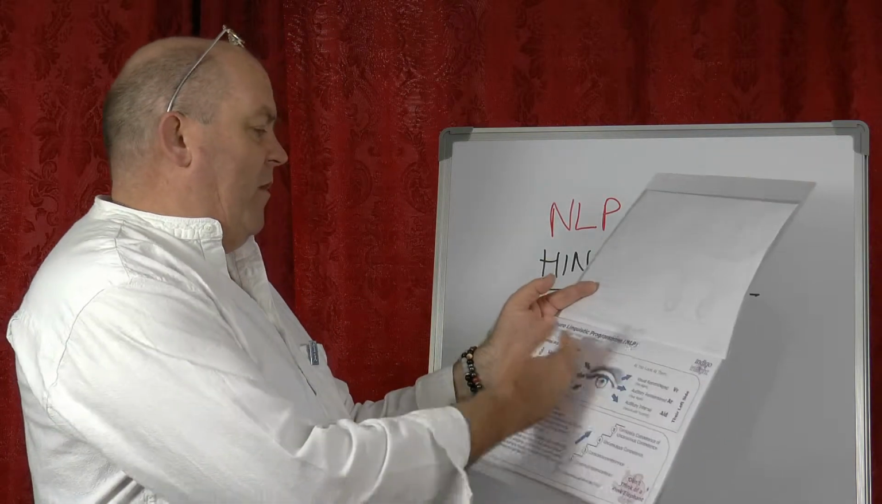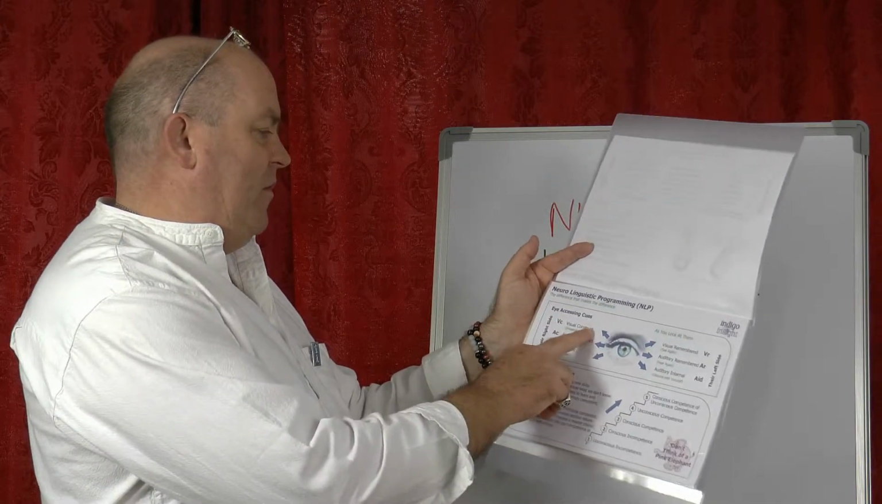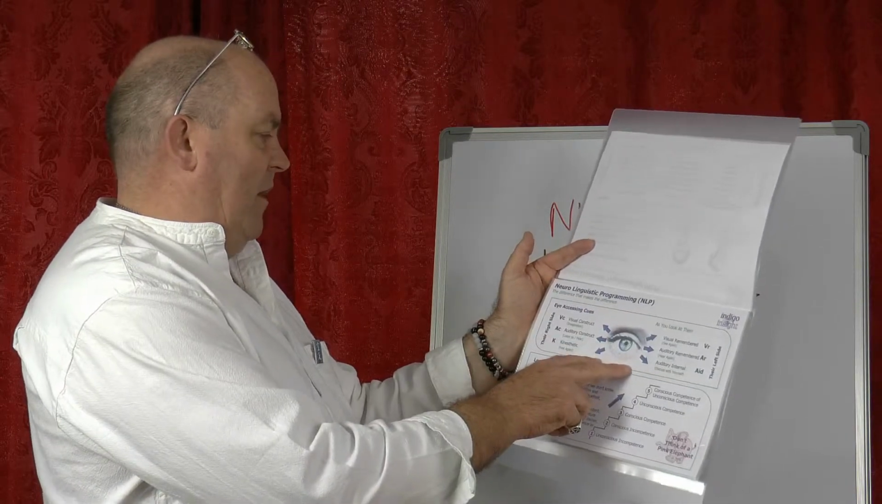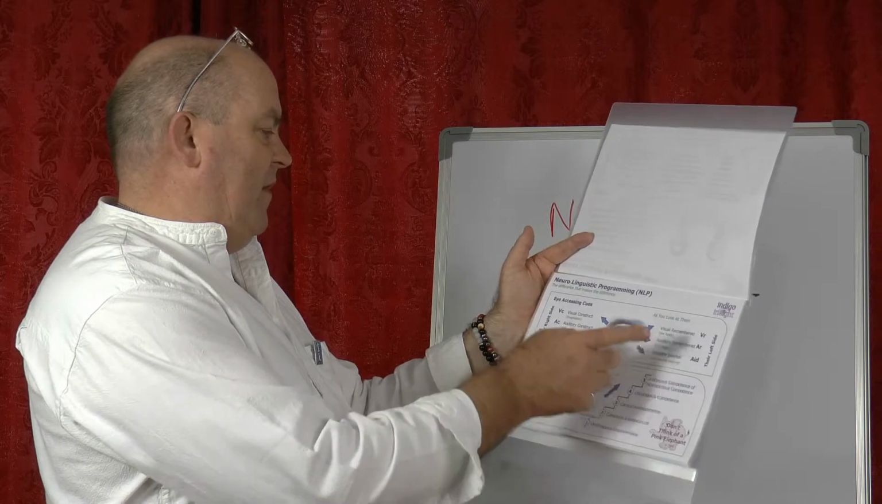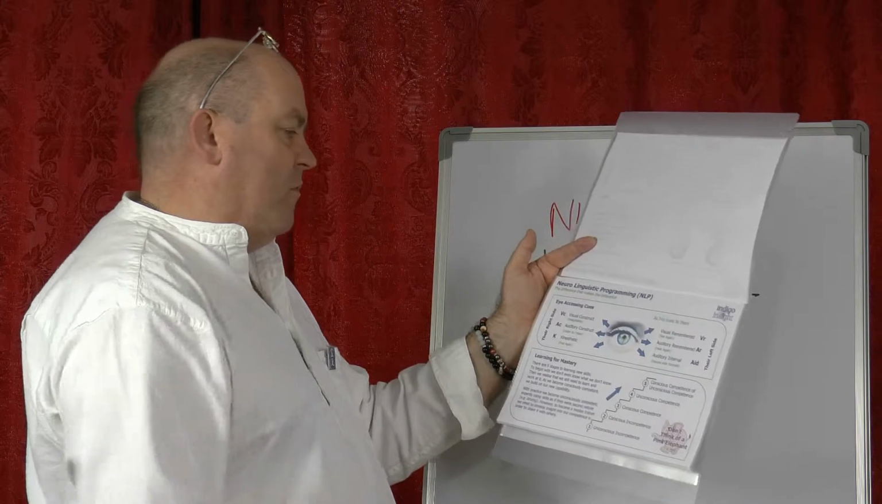And so there are certain things which are really, really good. So you've got the eye accessing cues here as if you're looking at someone else. Visual construction, kinesthetic, audio construction, visually remembered, auditory remembered, and auditory internal.